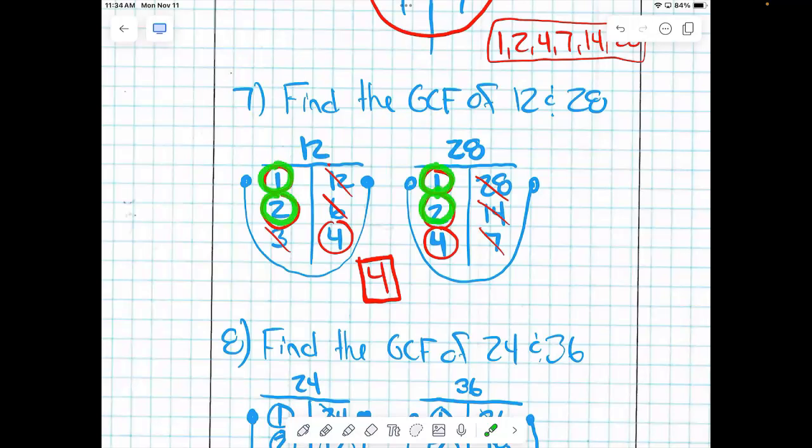Is 3 a common factor for 12 and 28? Yes or no? No. Cross it off. Is 4 a common factor? Yes. So I circle it. Is 6? No. Cross it off. Is 12? No. Then I go over here and I have a couple of leftover numbers and I just double check to make sure I didn't miss them, right? Yes. All 3 of them get crossed off. What is the largest circled number for 12 and 28? 4. So the greatest common factor is going to be 4, right?